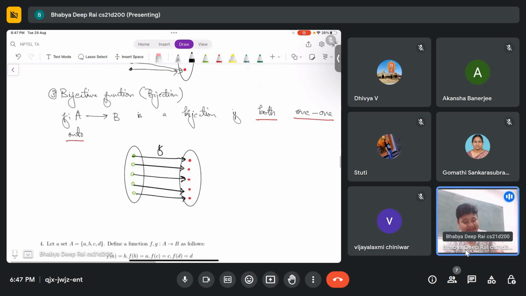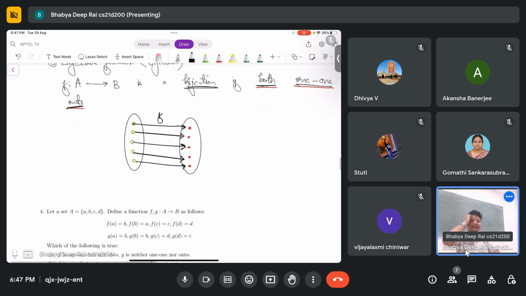Now what is a bijection? A function is called a bijection if it is both 1-1 and onto. 1-1 meaning that two inputs cannot map to the same output, and onto meaning that everything gets covered in the second set. So I hope this quick recap was fine.